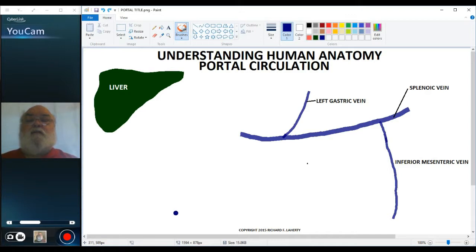Now we'll have the superior mesenteric vein draining the structure supplied by the superior mesenteric artery. So it will be draining the jejunum, ileum, ascending, and transverse colon. And it comes up and meets the splenic vein. So here we have the superior mesenteric vein.